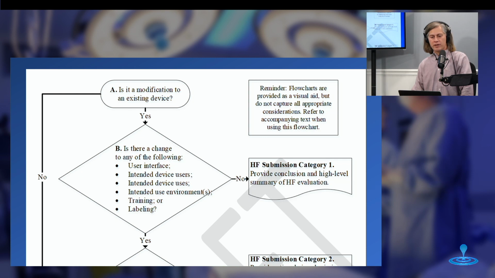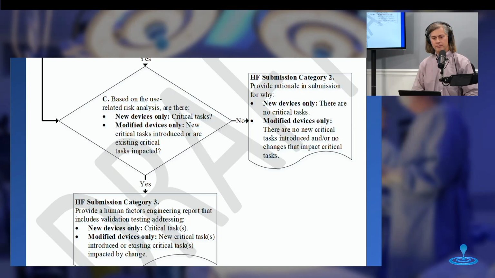All you have to do is provide a conclusion and high-level summary of your human factors evaluation. This is the thing that hasn't really existed before. That if you don't surpass this level of concern, your burden is minimized, and FDA is making that explicit. This is going to become a real focus for human factors engineering, looking to see, can we get into Category 1? Now, if there wasn't a change to these things, congratulations, you're Category 1, but if there was a change to these, then it takes us down to the next section.